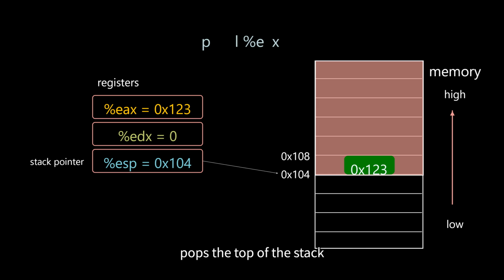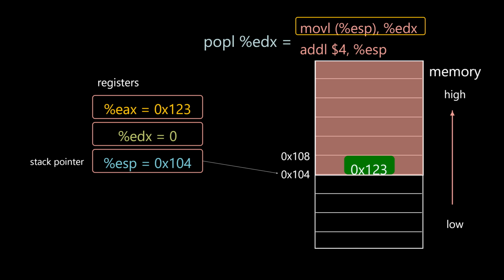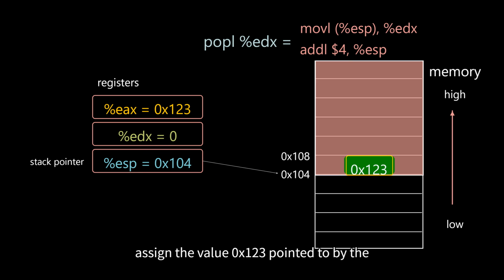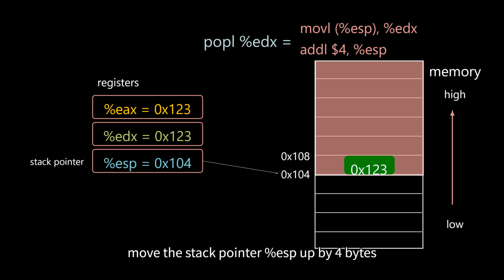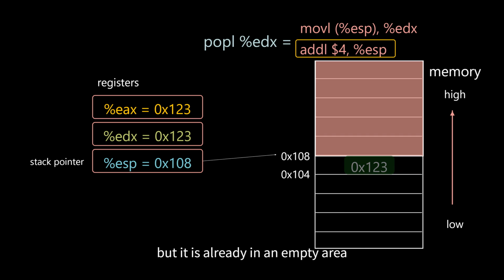Then in turn, pop EDX pops the top of the stack and assigns it to the register EDX. It is equivalent to these two lines. First, in the first line, assign the value 0x123 pointed to by the stack pointer ESP to the register EDX. Then move the stack pointer ESP up by 4 bytes. The original value does not need to be changed, but it is now in an empty area.